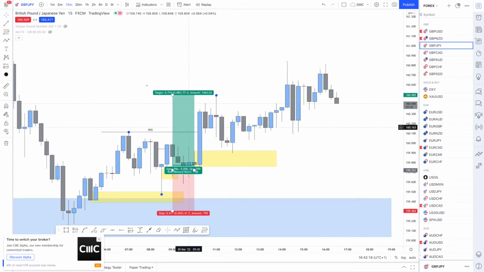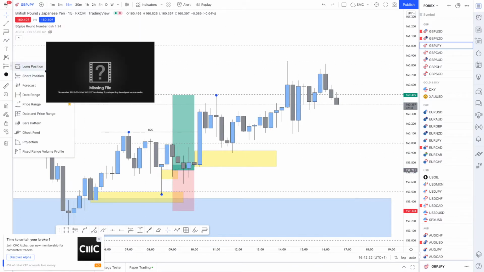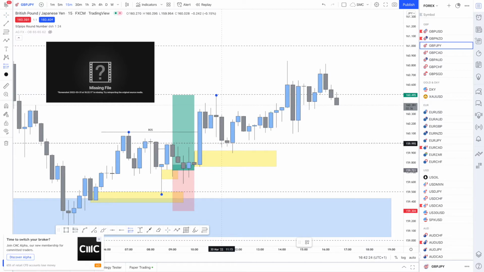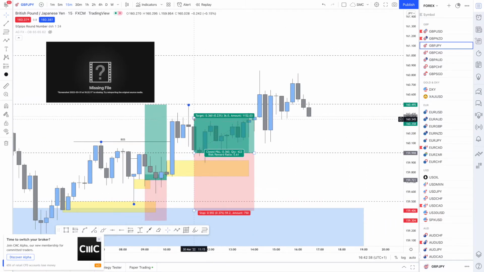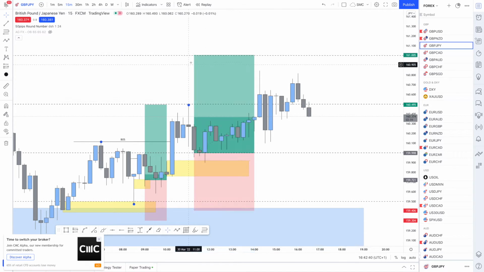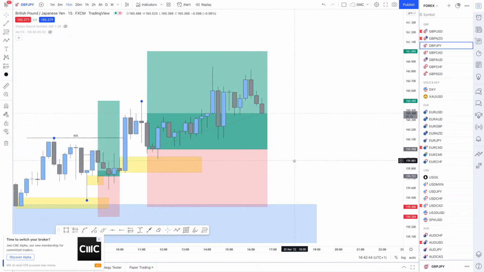Our entry came in at the round number, just simply because I didn't want the market to just tap it and not give us a little entry. So right here was our second entry at 160. Stop loss went just underneath that zone, just in case the market wanted to dip a little bit lower. A little bit of a bigger stop loss, but nonetheless, the trade worked out perfectly and is still running right now.